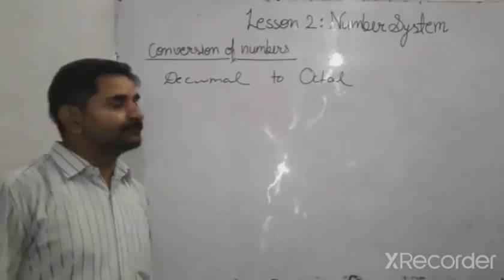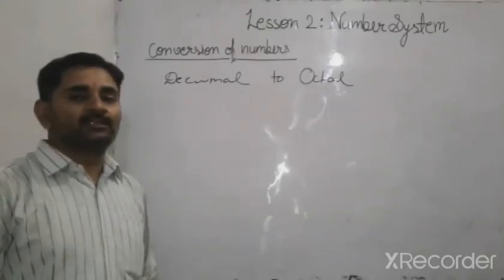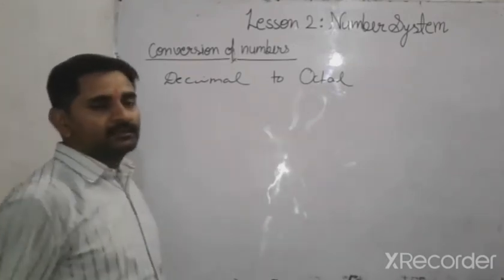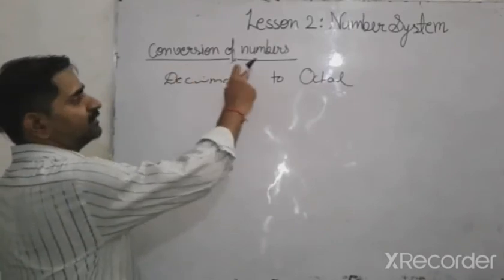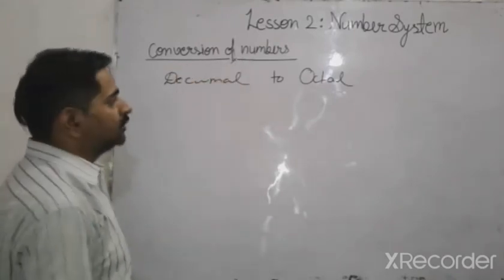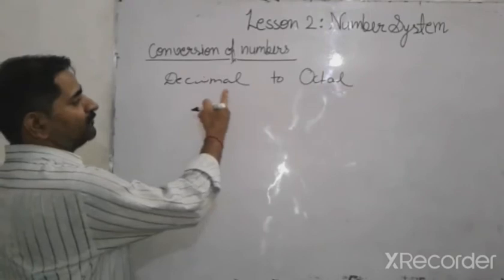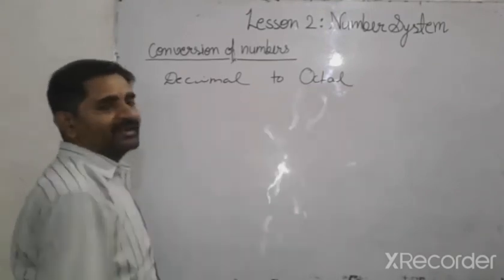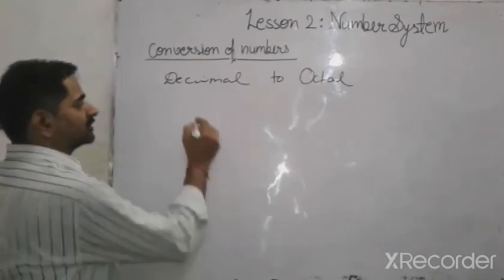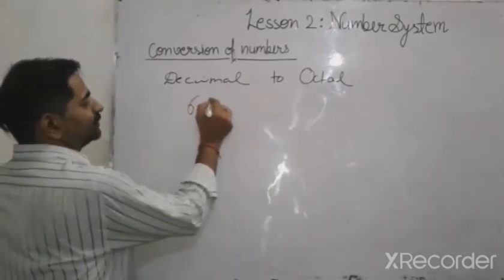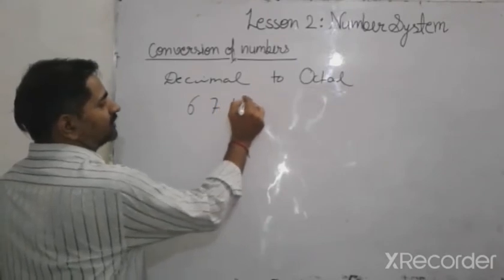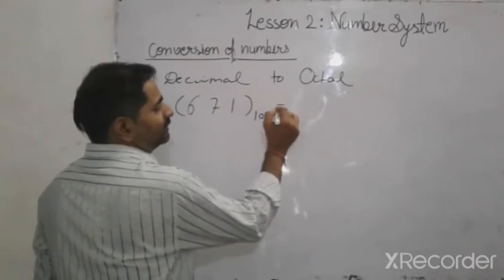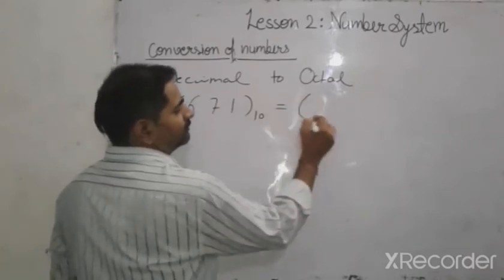Hello students, in the previous class you have learnt about the conversion of decimal to binary in the account of conversion of numbers. Here you are going to know how we can convert any decimal value to its octal equivalent, which is called decimal to octal. So let us take an example. We take a value 671 with the base 10. It means the given value is in decimal form.